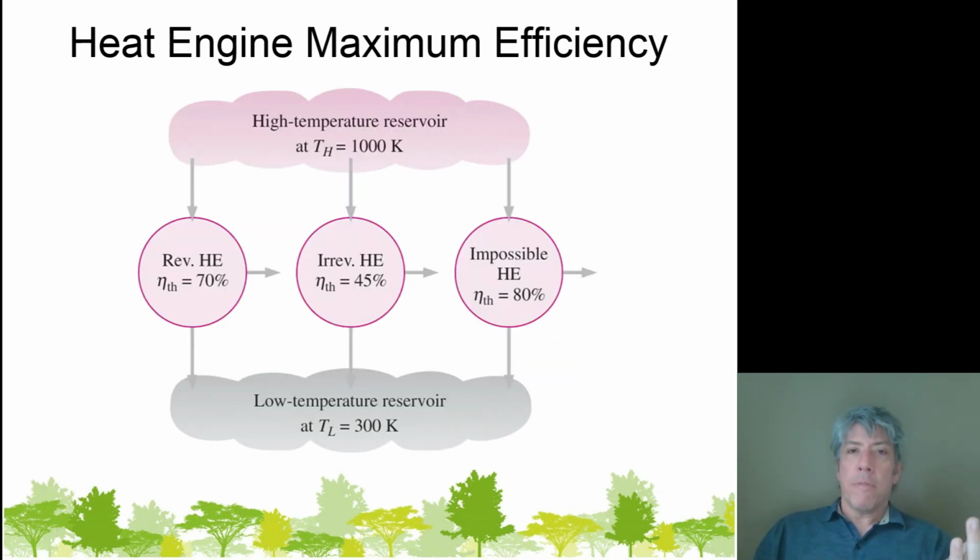So the maximum efficiency we could ever hope to get, say, of an engine operating between 300 and 1,000 Kelvin, well, let's see, that'd be 1 minus TL over TH, so 1 minus 300 over 1,000, that's 70%, right? A reversible heat engine would be able to achieve a 70% efficiency. In fact, any reversible heat engine would produce that efficiency. Irreversible heat engines will produce a lower efficiency, 45% if we're lucky. It would be impossible to make a heat engine that's more efficient than that working between these two thermal energy reservoirs.